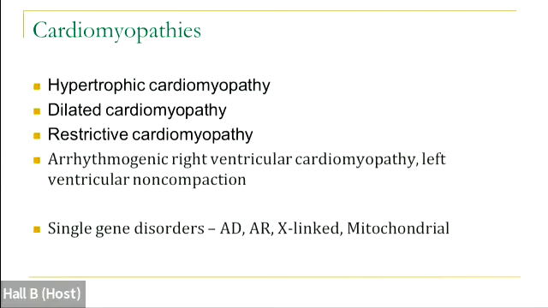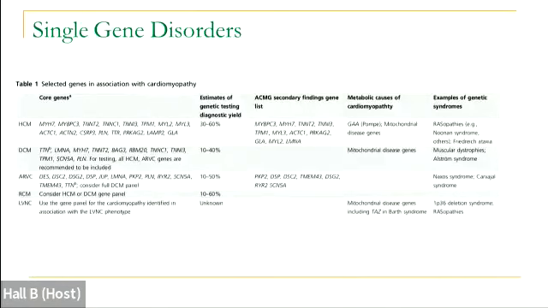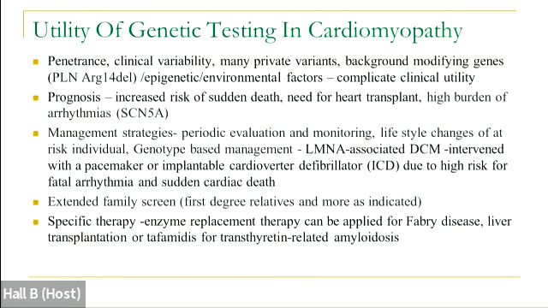Coming to cardiomyopathy, they could be hypertrophic, dilated, restrictive. Inheritance could be dominant, recessive, X-linked, mitochondrial. And the diagnostic yield ranges from 10 to 60% depending upon the types. In children, we need to do the investigations for syndromic as well as metabolic disorders. So utility of genetic testing in cardiomyopathy: penetrance, clinical variability, many private mutations, background modifying genes, epigenetic and environmental factors complicate the clinical utility.